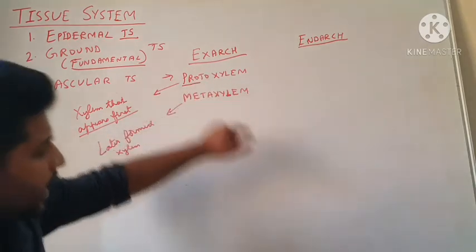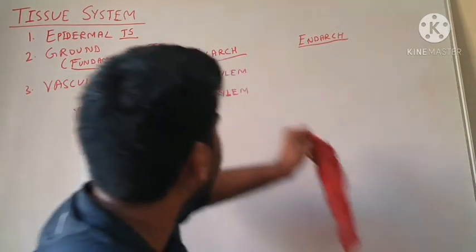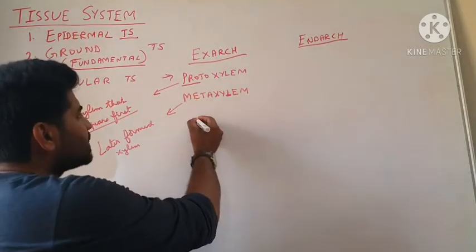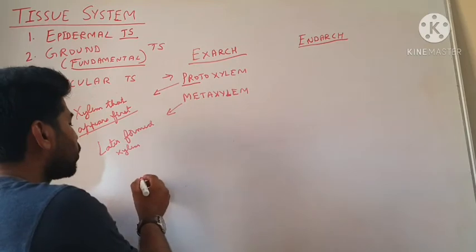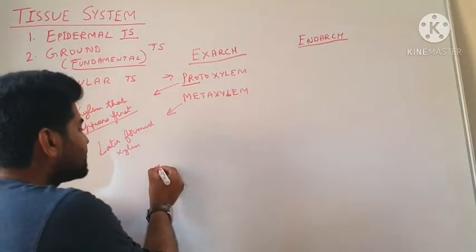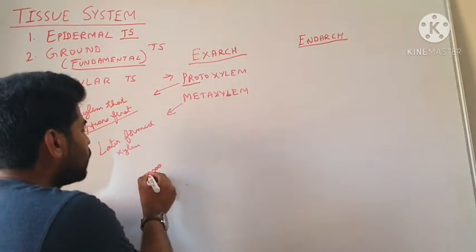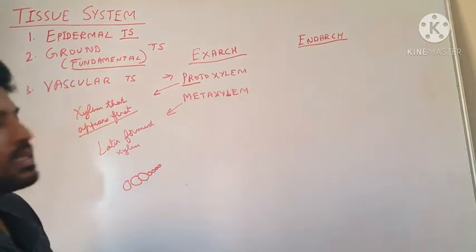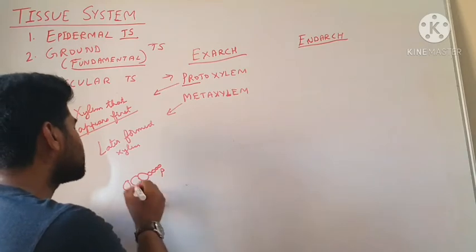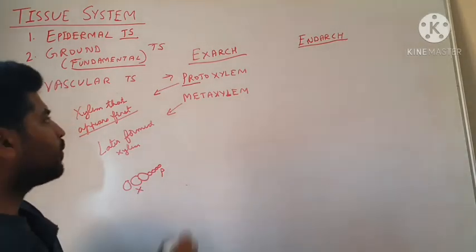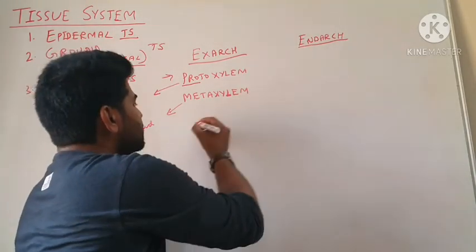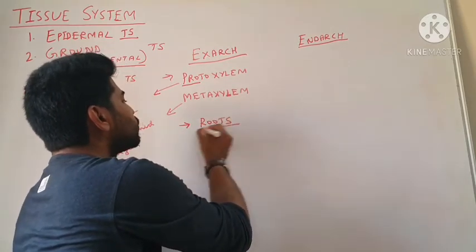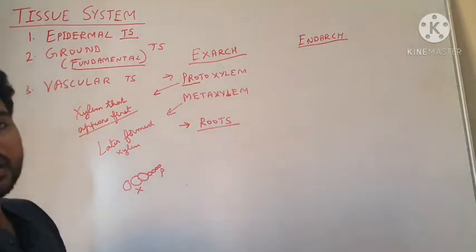So in the exarch condition, the protoxylem is present towards the outside and the metaxylem is present towards the inside. So this is the protoxylem, this is the metaxylem. This kind of exarch condition is seen in the case of roots. So roots show exarch condition.